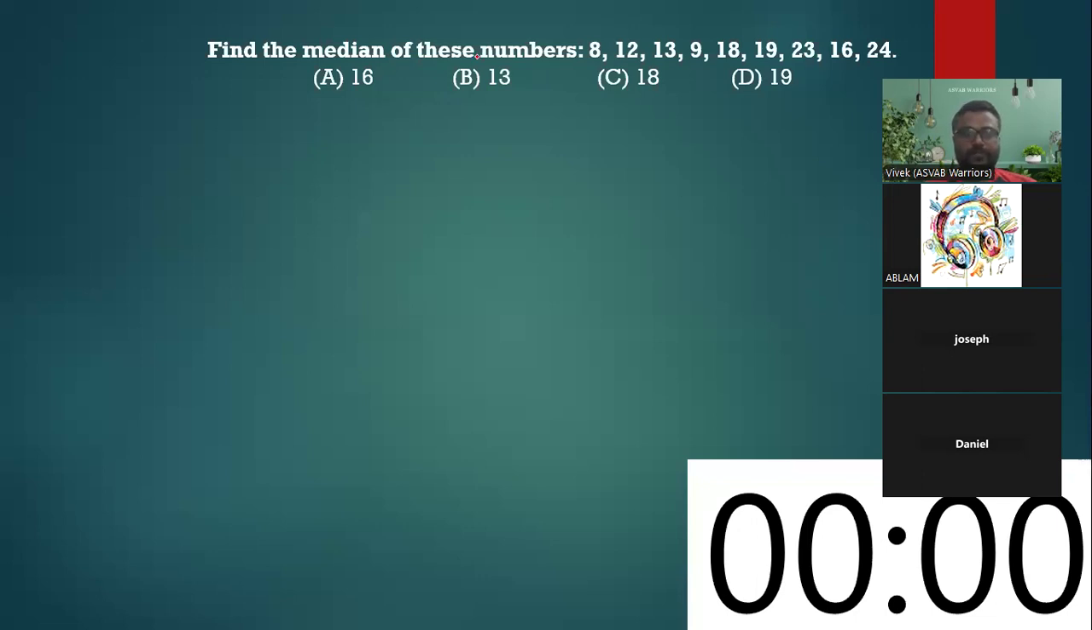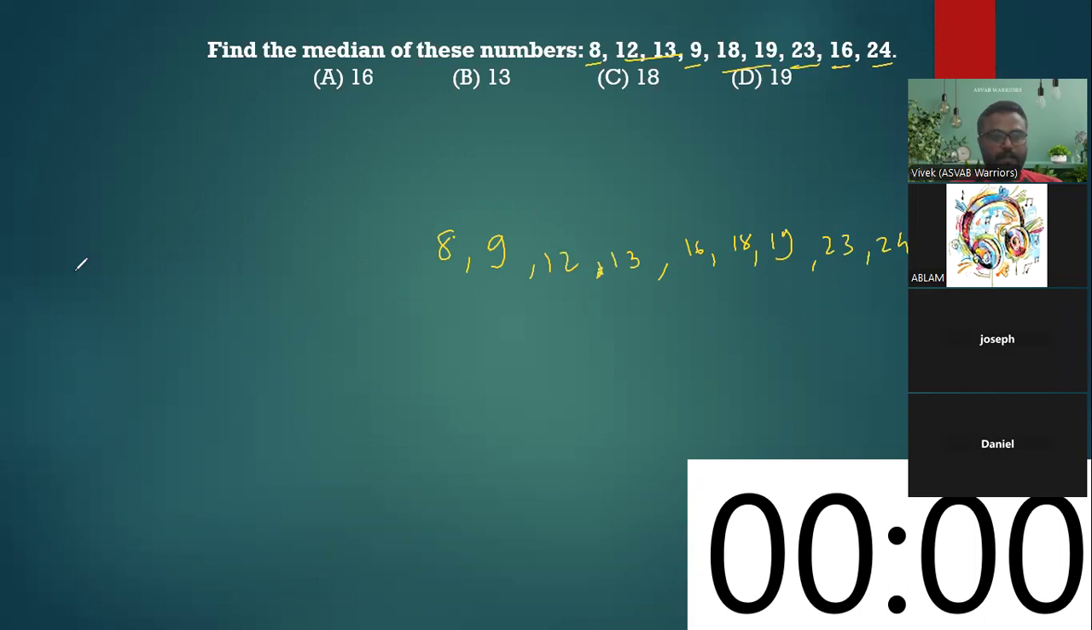Okay, here we have. Let's solve it. We have 8, 9. Then we have 12 and 13. Then we have 16, 18, 19. And then we have 23 and 24. Let's start cancelling out the numbers from the ends. 2 from here, 2 from here, 2 from here, 2 from here. What is remaining? 16 is remaining. So option A is correct. Easy peasy, lemon squeezy.